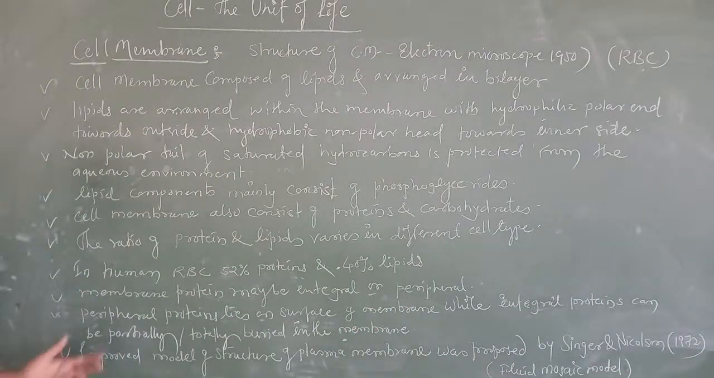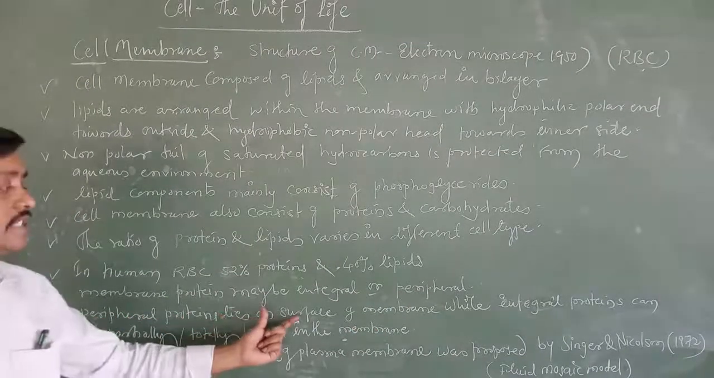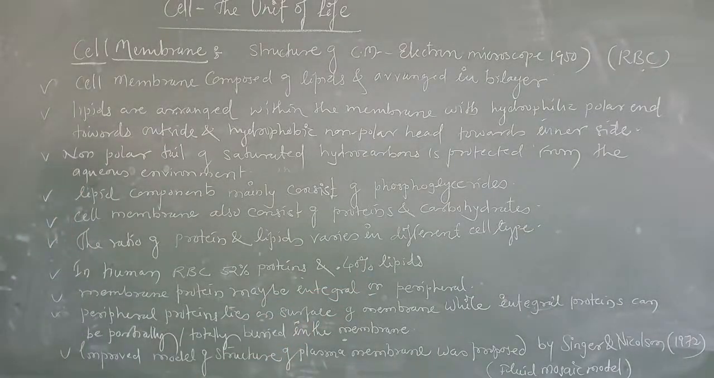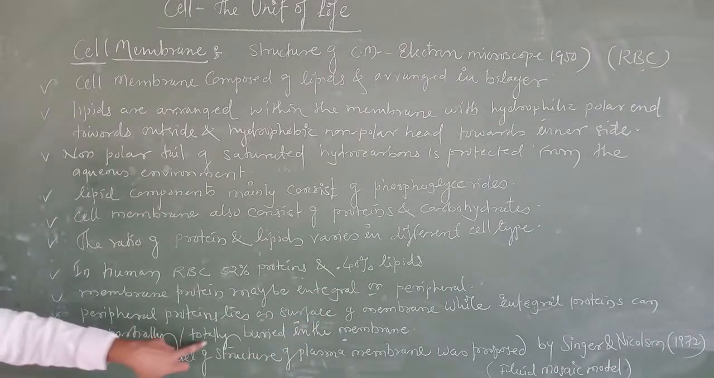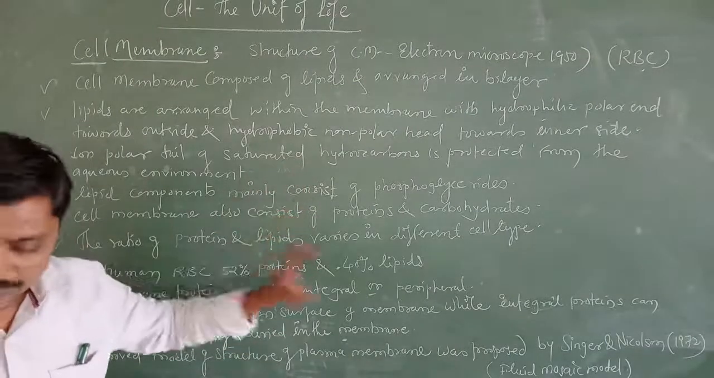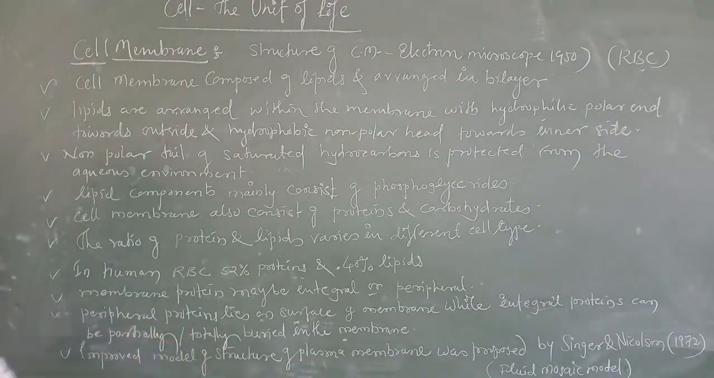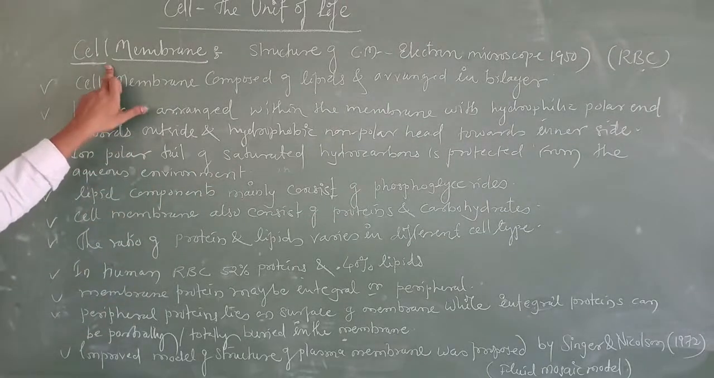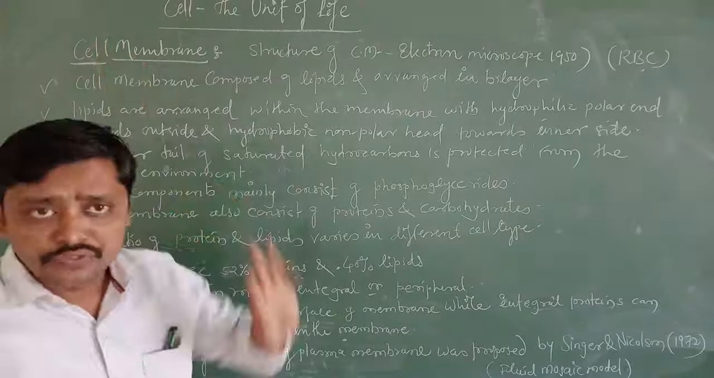What is meant by peripheral? Peripheral proteins lie on the surface of the membrane, while integral proteins can be partially or totally buried in the membrane. I will draw the diagram now, and at that time I will show you all these things. Right? This is about the basic structure of the cell membrane after the discovery of the electron microscope.